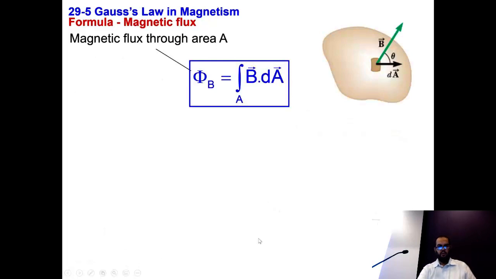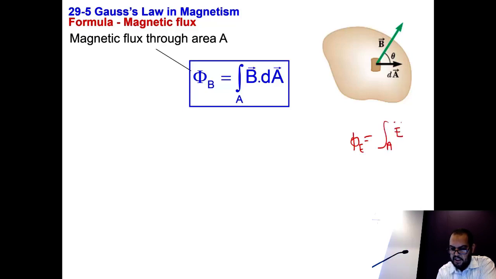Okay, so now we're going to define, like we did before. Remember, we defined the electric flux, and we said the flux due to an electric field is the integral of E dotted with dA. And remember the area vector, which is usually pointing outside of the surface and perpendicular.